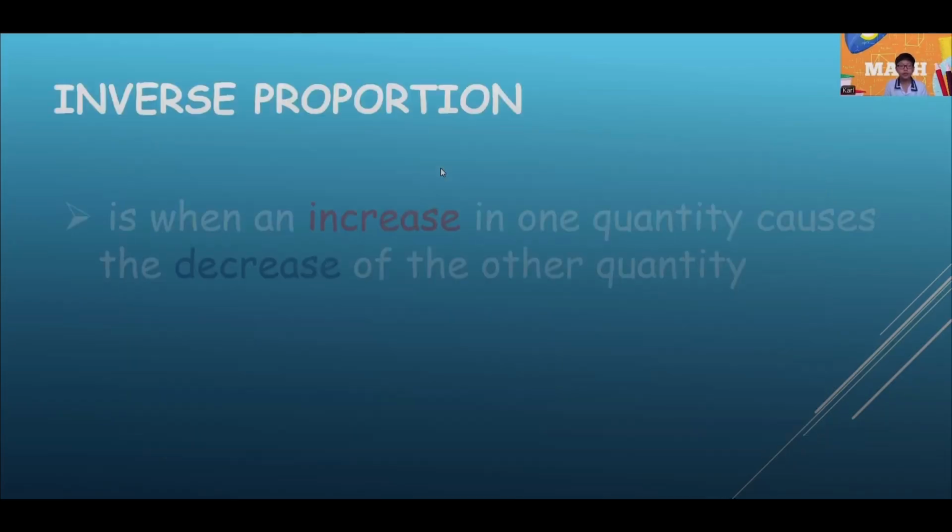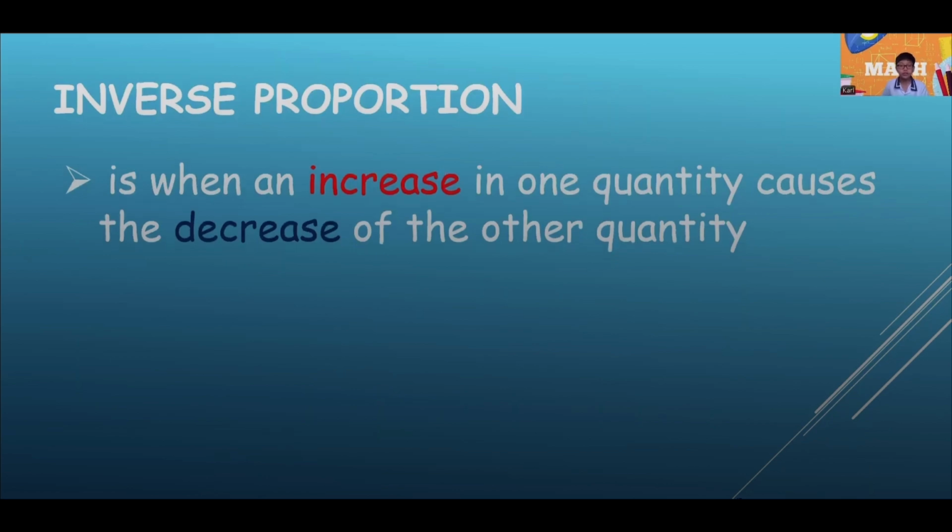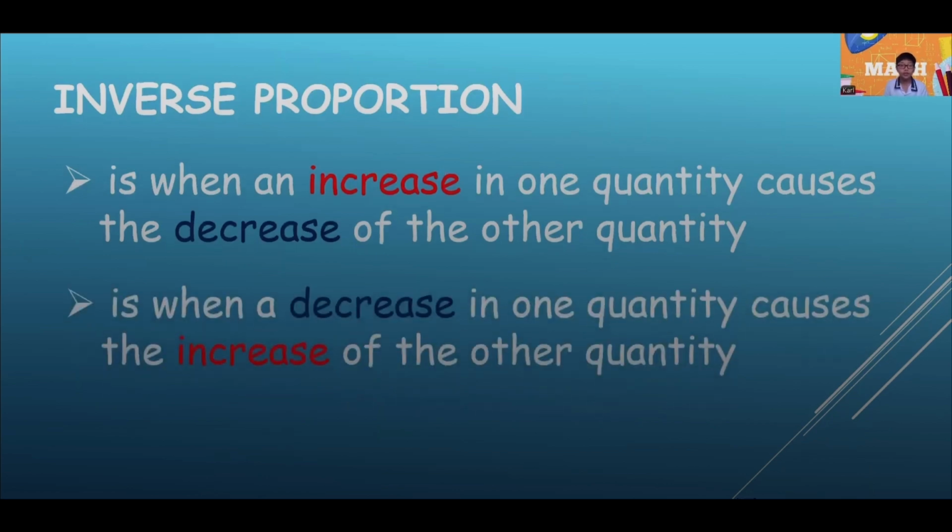An inverse proportion is when an increase in one quantity causes the decrease of the other quantity, or it is when a decrease in one quantity causes the increase of the other quantity. That is why it is called inverse proportion. Inverse means opposite. So if one quantity increases, the other decreases, or vice versa. The quantities in this kind of proportion oppositely affect each other.